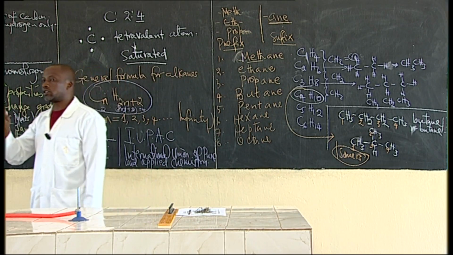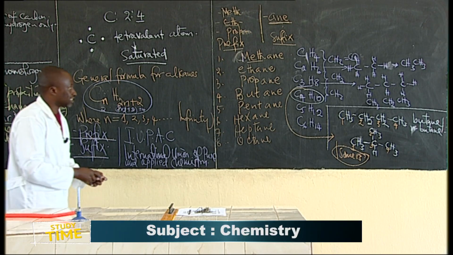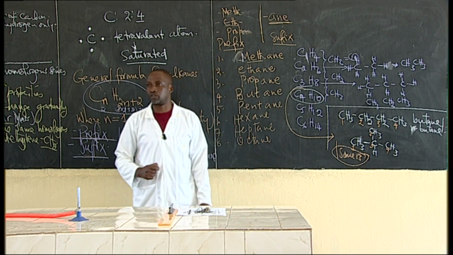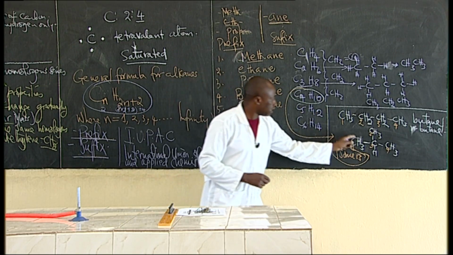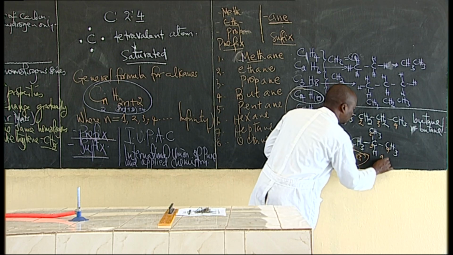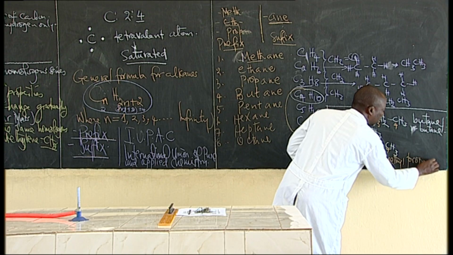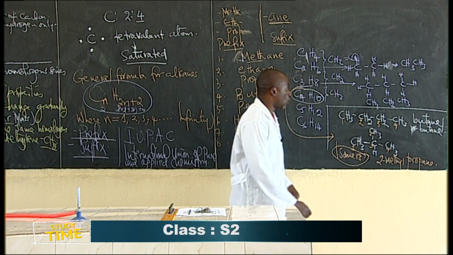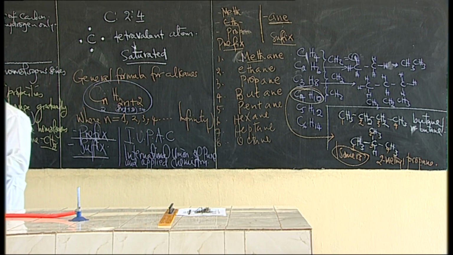Molecules or compounds of the same molecular formula, the molecular formula being C4H10, but represented with different structures. These compounds have different names. This one is 2-methylpropane. So n-butane, or butane, and 2-methylpropane are isomers of each other. You can have as many isomers as possible.